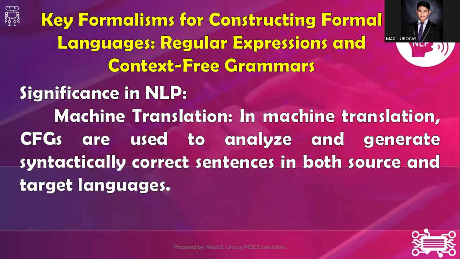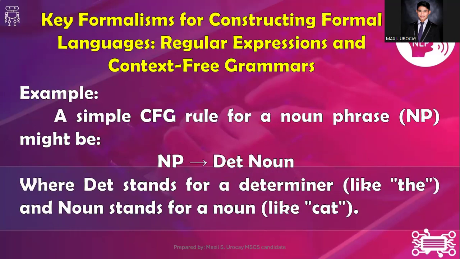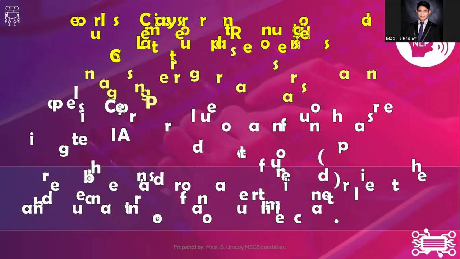In machine translation, this is actually being used to analyze and generate syntactically correct sentences in both source and target languages. As an example, a simple CFG rule for a noun phrase might be: noun phrase goes to determiner and noun, where determiner stands for a determiner like "the", and noun stands for a noun like "cat".